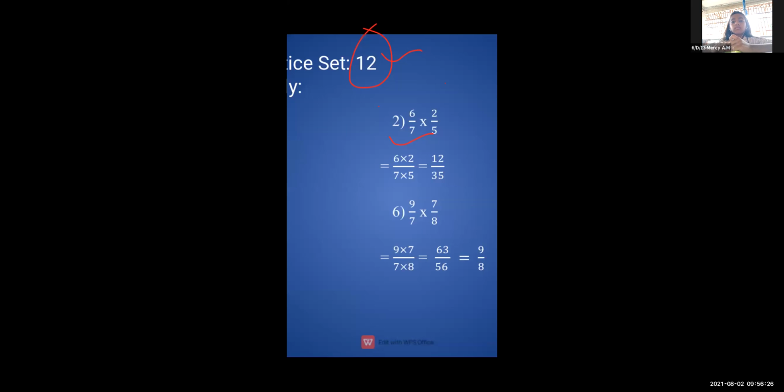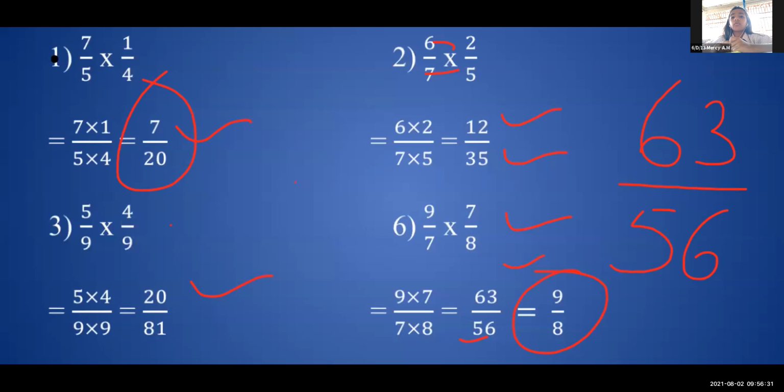That's why I made the answer 7 upon 20 only. But here in the second also, 12 upon 35. Now 12 and 35 are not coming in the same table. So their answer will be 12 upon 35 only. But 63 upon 56, ये दोनों एक ही टेबल में आता है. Which table? Let me know the answers from your side. Which table are 63 and 56 coming in?